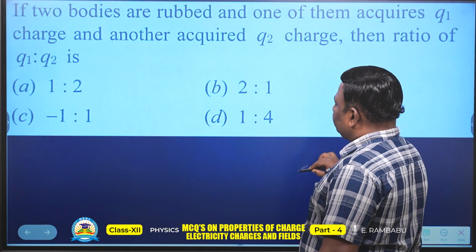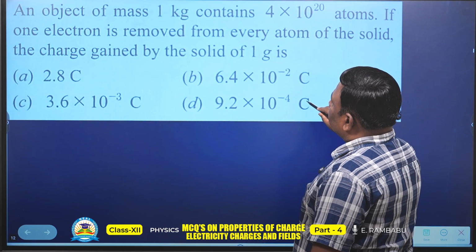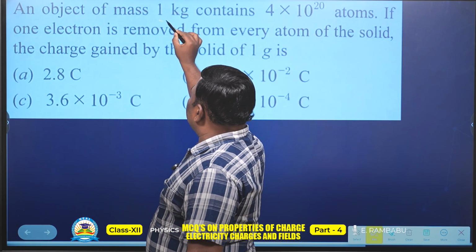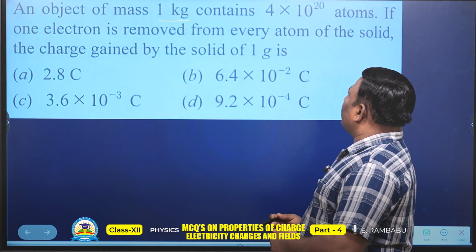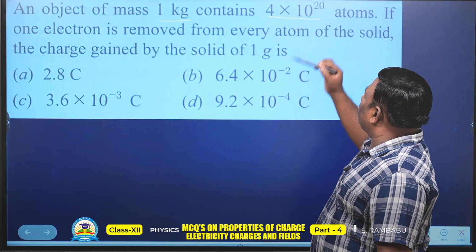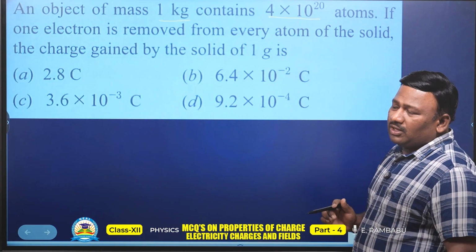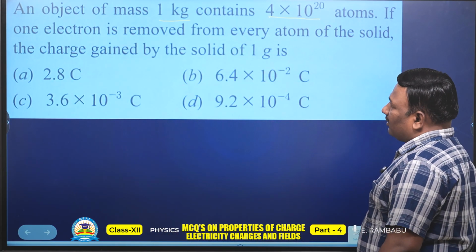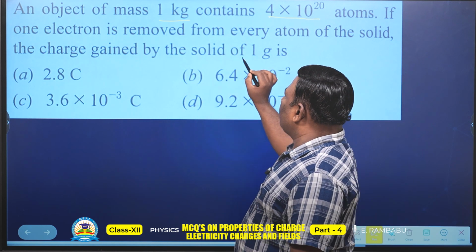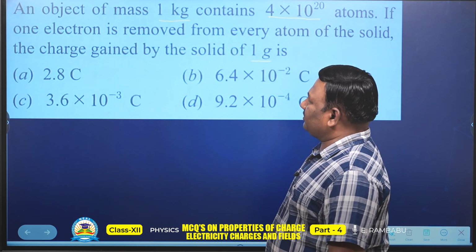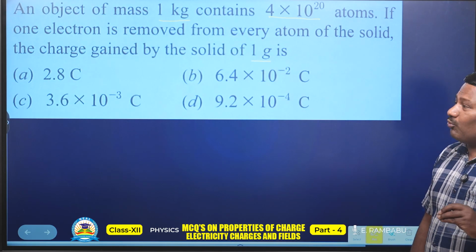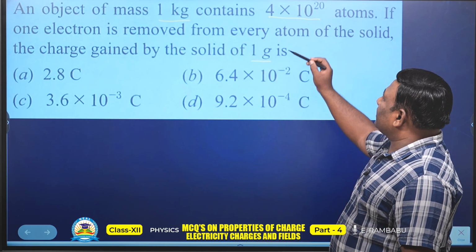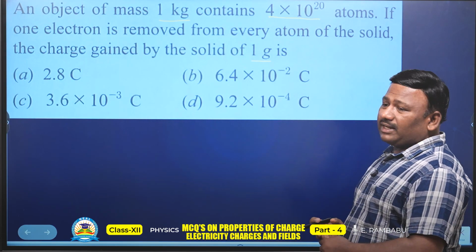And the next question is here. An object of mass 1 kg contains 4 into 10 to the power 20 atoms. If one electron is removed from every atom of this given solid, then the charge gained by the solid of 1 gram is. Okay? So here they have given 1 kg of the substance, containing 4 into 10 to the power 20 atoms.